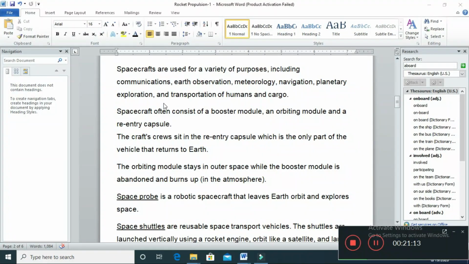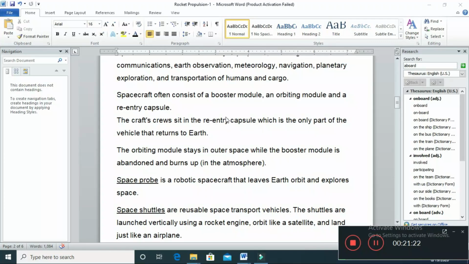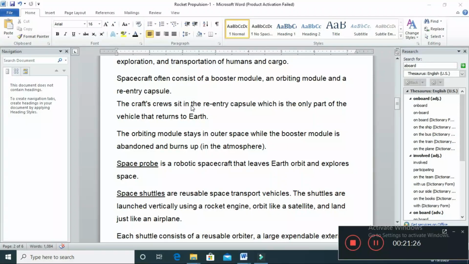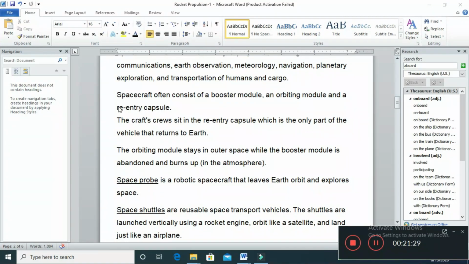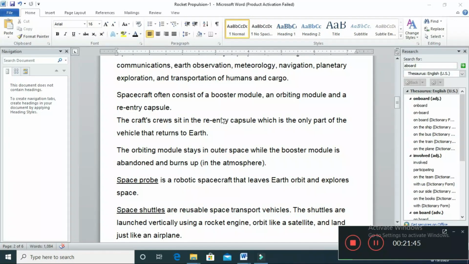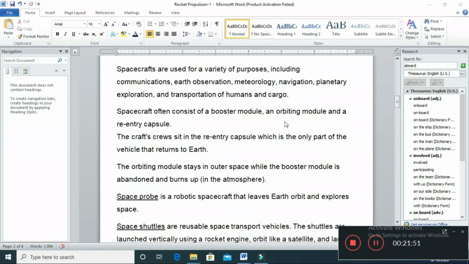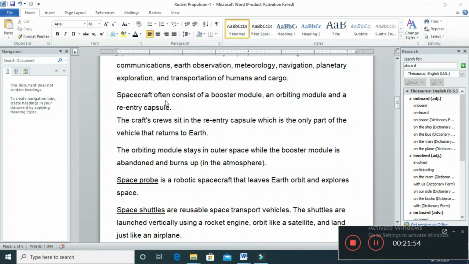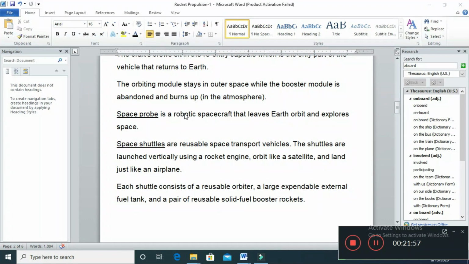The components of spacecraft include a booster module and orbiting module, both of which can require the rocket engines, and the re-entry capsule. So if there is some crew within the spacecraft, this is the only component which reaches the Earth's surface again. The booster module can be consumed, it can be abandoned, and it can be burned. The orbiting module remains in the space, whereas the capsule returns back to the Earth's surface.